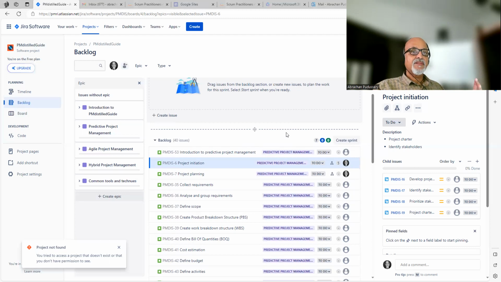For people who are seeing this video sequence for the first time, I'm creating my book titled PM Distill Guide using Scrum and Jira, and I'm recording the whole process for the benefit of those who want to see a live project emerging when we do it with the Scrum framework and the Jira tool. So that is the intent.